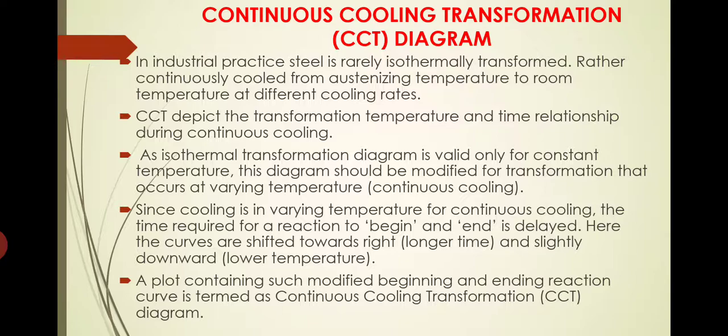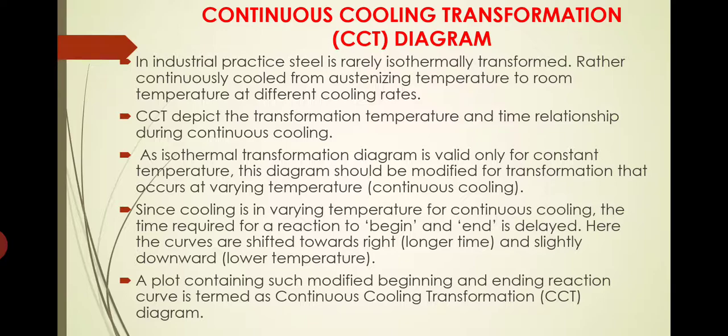In industrial practice, steel is rarely isothermally transformed, but rather continuously cooled from the austenitizing temperature to room temperature at different cooling rates. This is the practical thing happening. It is never cooled in a constant temperature bath or a constant temperature environment. So in a practical case we won't go for isothermal cooling, and instead we will cool continuously. The heating is always up to the stable austenitic range, or above the austenitic temperature, then we allow the steel to cool down. That is what usually happens in every heat treatment process.